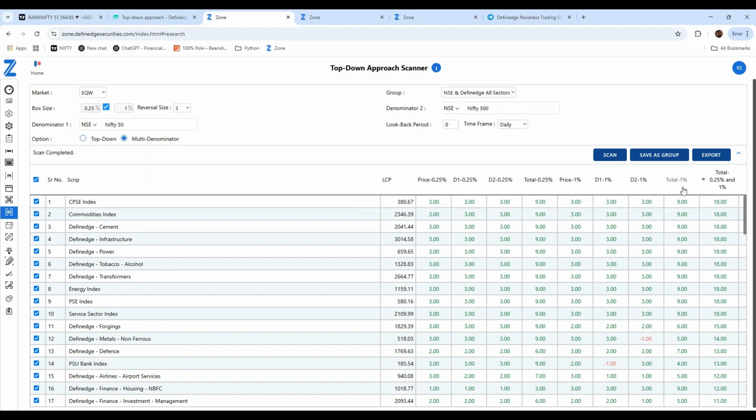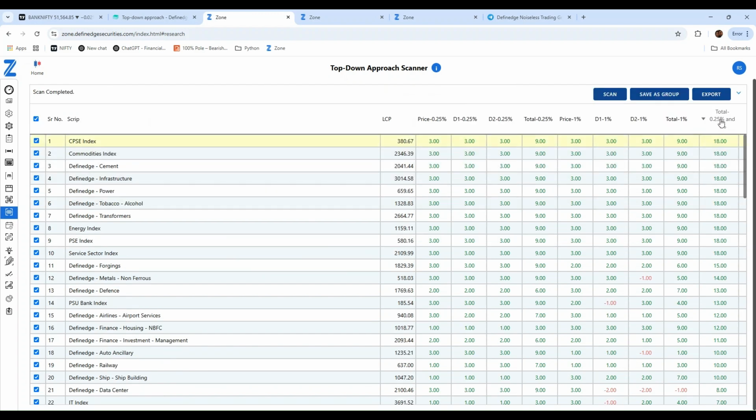And what's the total score? Total score is simple. You get +3 when it's completely outperforming, and you get -3 when it's completely underperforming. And this is the same for all. And the max score you can get is +18 or -18, because you have price, denominator 1, denominator 2. There are three things that we are checking. Right. So in this case, when I chose a multi-denominator, and I chose Nifty 50 and Nifty 500, and I scanned it, these are the results that I got.